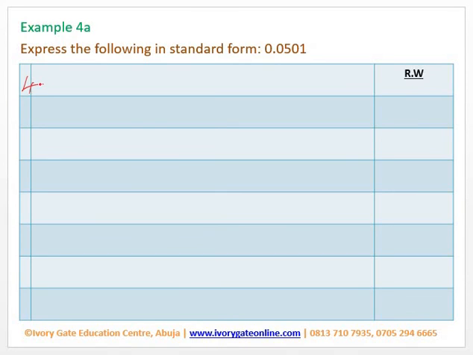So let us take it to the next level, the one with negative integer. We have 4a and the equation is 0.0501. Here the same rule applies. We have to have a times 10 raised to power n, where a is a number between 1 and 10. So if we put it here, 0.05 is not between 1 and 10. If we move it here, 0.5 is not between 1 and 10. Then it's only when we move it here that we have 5.01, which is a number between 1 and 10.